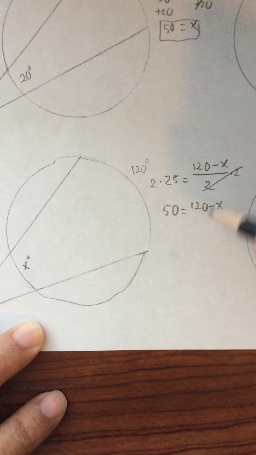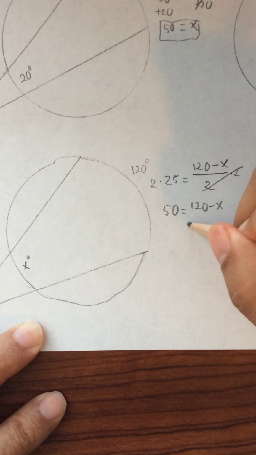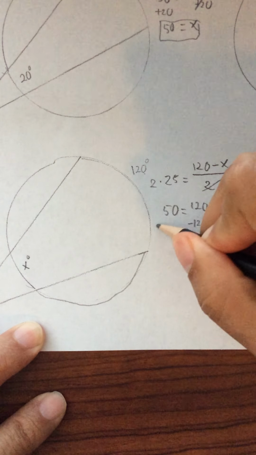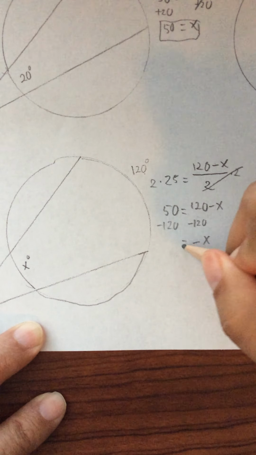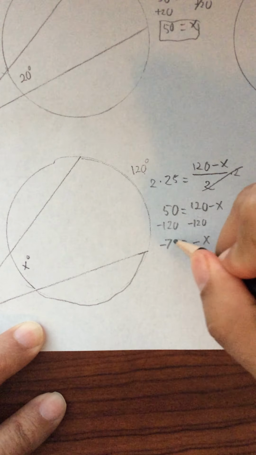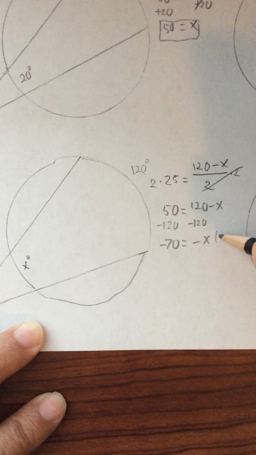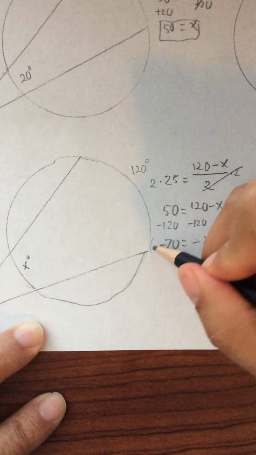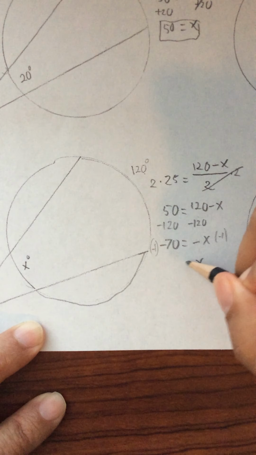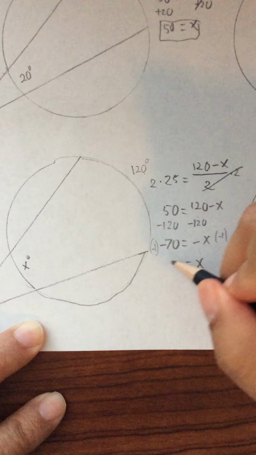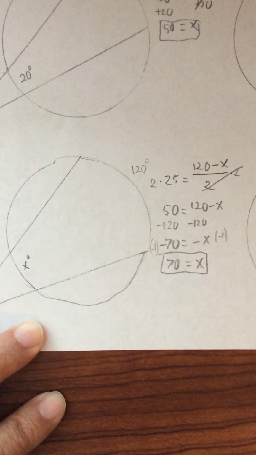Right? So we got to get rid of this positive 120. So we're going to subtract 120 from both sides. That's going to leave negative x, right, which is going to give us negative 70. Now we don't want negative x, we want x. So we're going to multiply both sides by negative 1. Then a negative times a negative makes positive, so that leaves x. Right? Negative 1 times negative 70 will leave 70. So this will be our final answer.